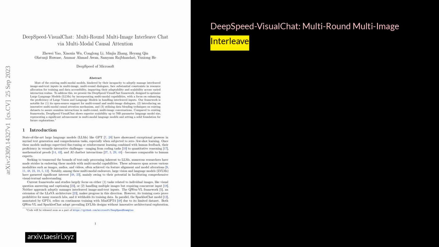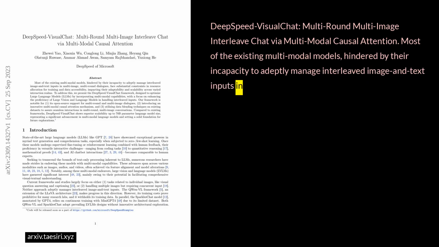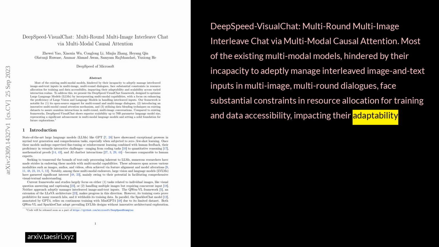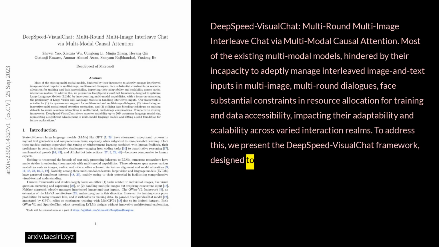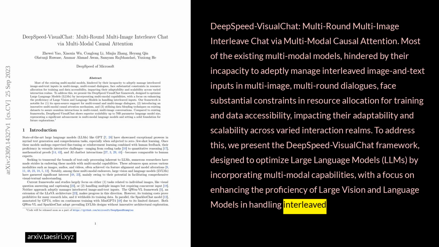DeepSpeed-VisualChat, multi-round multi-image interleave chat via multimodal causal attention. Most of the existing multimodal models, hindered by their incapacity to adeptly manage interleaved image and text inputs in multi-image, multi-round dialogues, face substantial constraints in resource allocation for training and data accessibility, impacting their adaptability and scalability across varied interaction realms. To address this, we present the DeepSpeed-VisualChat framework, designed to optimize large language models, LLMs, by incorporating multimodal capabilities, with a focus on enhancing the proficiency of large vision and language models in handling interleaved inputs.